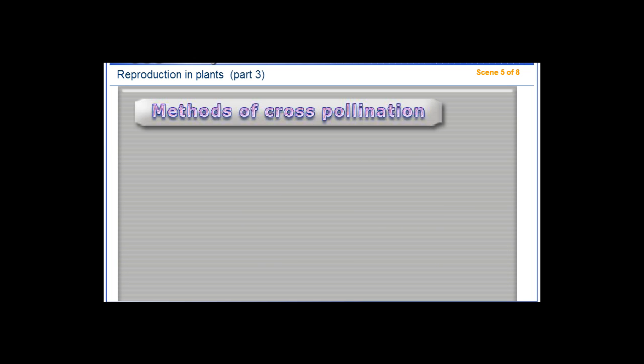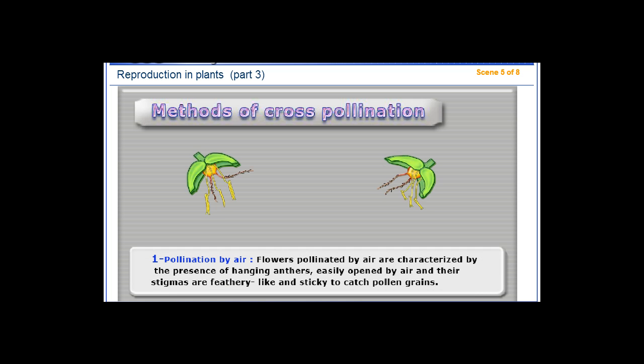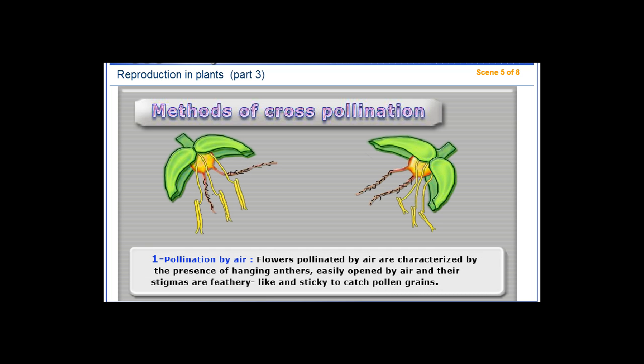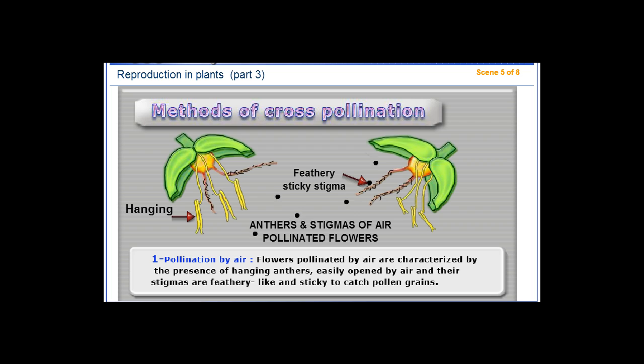Methods of cross-pollination. 1. Pollination by air. Flowers pollinated by air are characterized by the presence of hanging anthers, easily opened by air, and their stigmas are feathery-like and sticky to catch pollen grains.